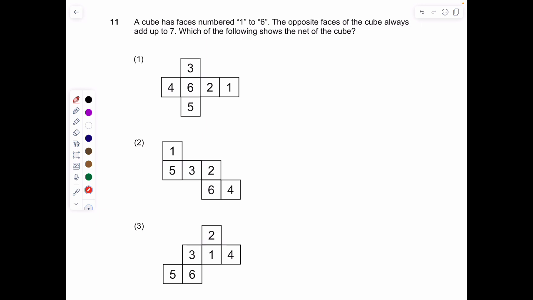A cube has faces numbered 1 to 6. The opposite faces of the cube always add up to 7. Which of the following shows the net of the cube? So in this case, your answer is 2.